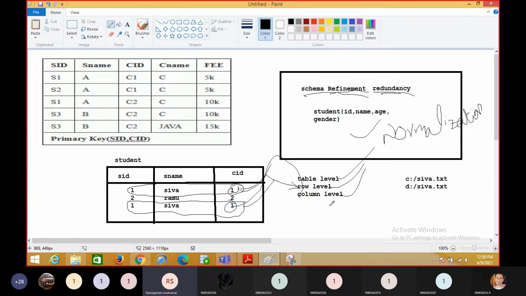Next, we have the concept of functional dependency, FD. What is functional dependency? What is the use of it? Functional dependency means, see here, we have a table with SID, SName, CID, CNAME and P amount.